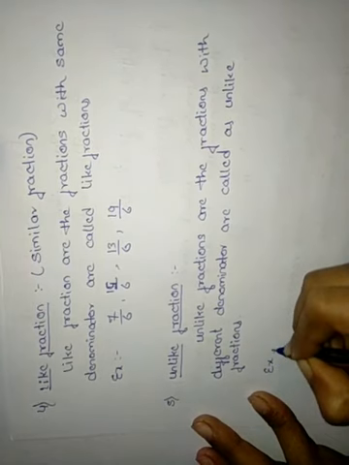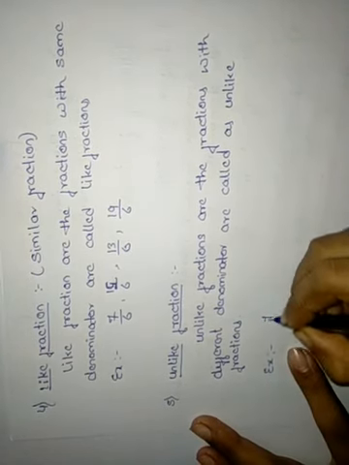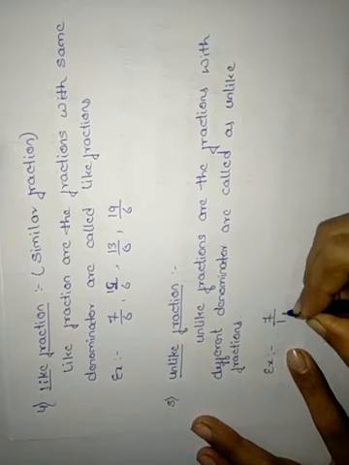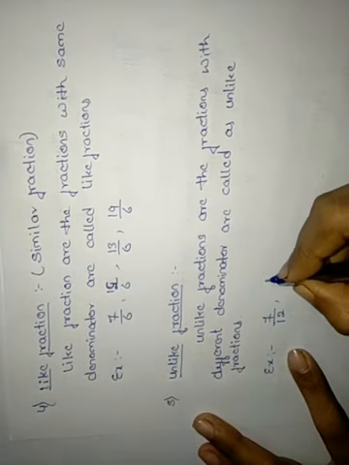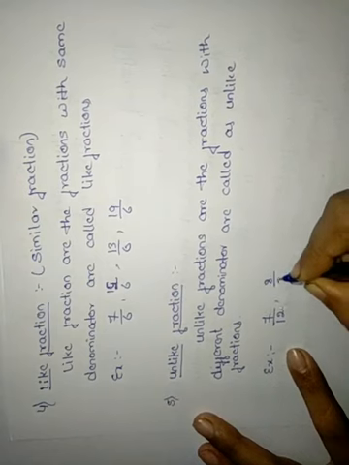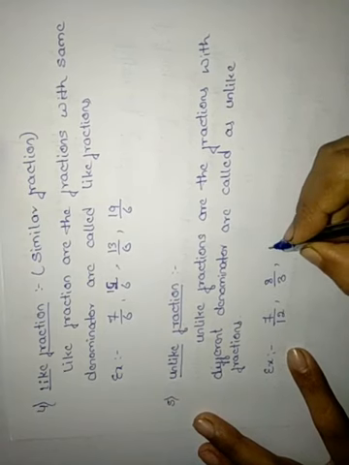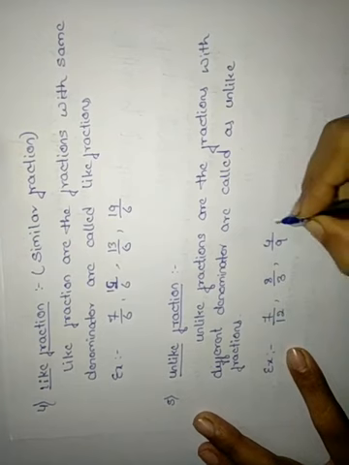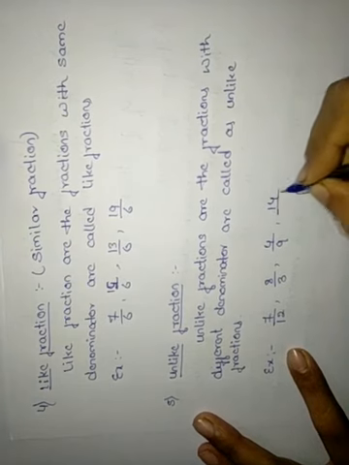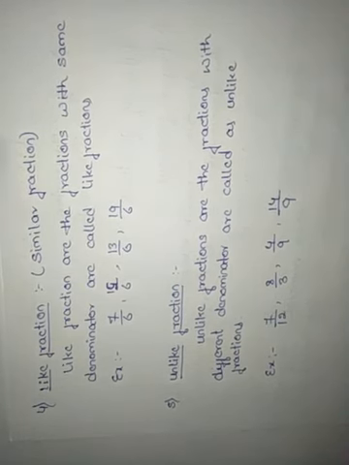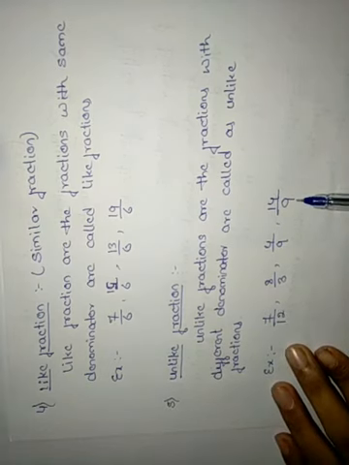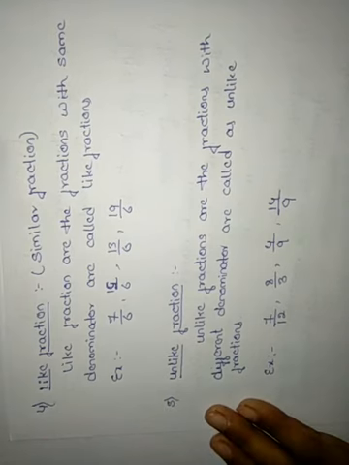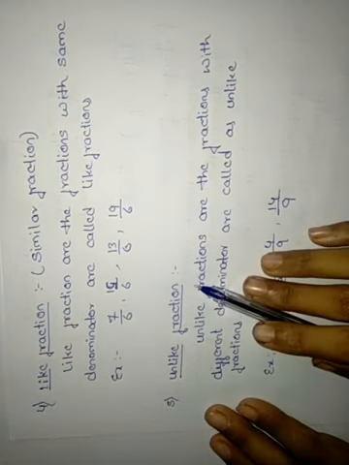We have some examples. 7 by 12 and 8 by 3, 4 by 9, 14 by 9 you can consider, right? You can see the denominators of all the fractions are different, right? So these fractions are called unlike fractions.